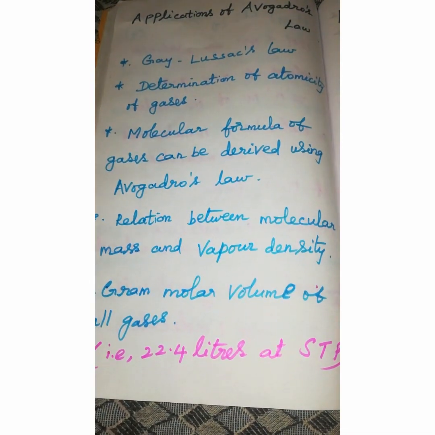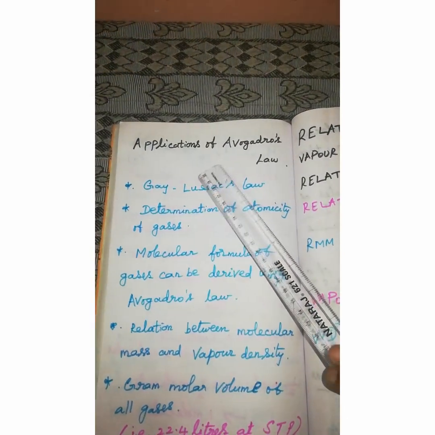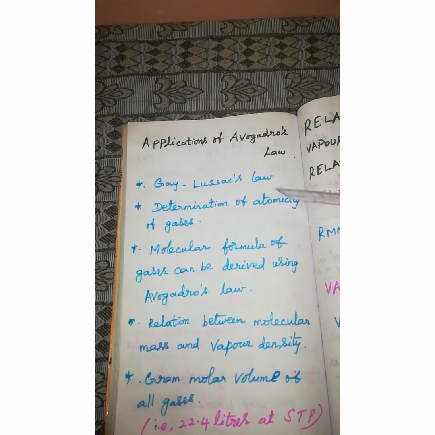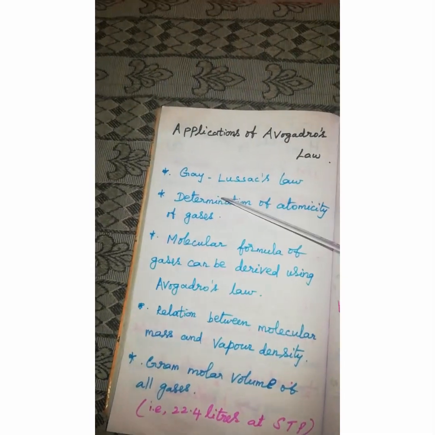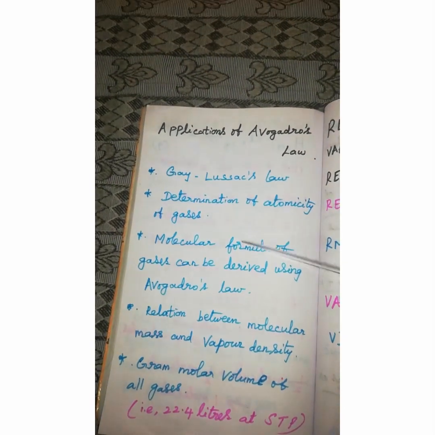Next, we are going to see the applications of Avogadro's law. Application means uses of Avogadro's law, where this law is used. Avogadro's law explains Gay-Lussac's law. It helps in the determination of atomicity of gases. Atomicity means number of atoms present in the molecule. It determines the atomicity of gases.